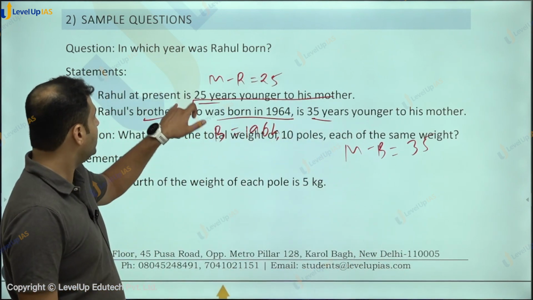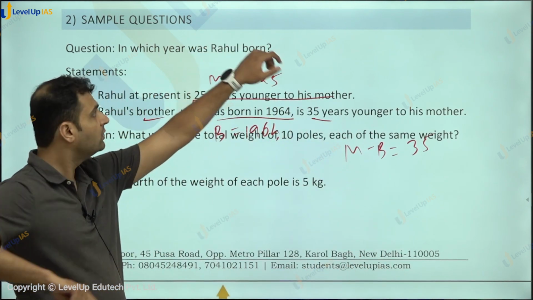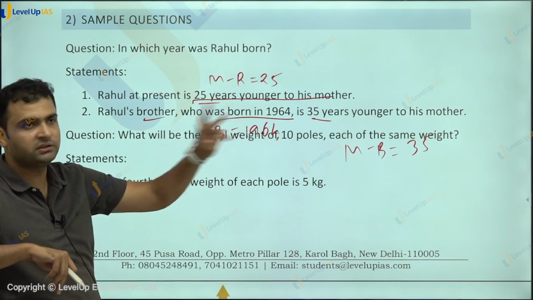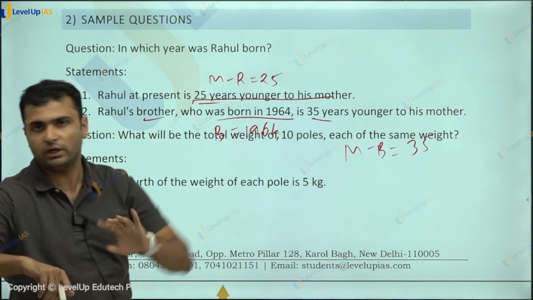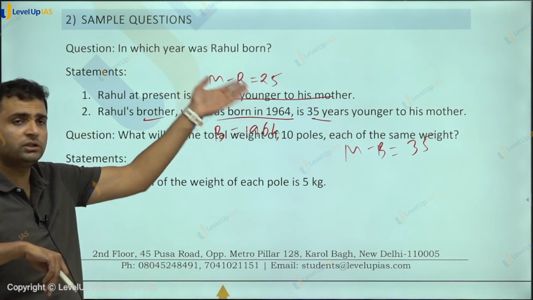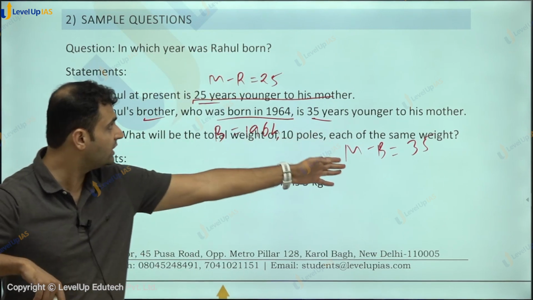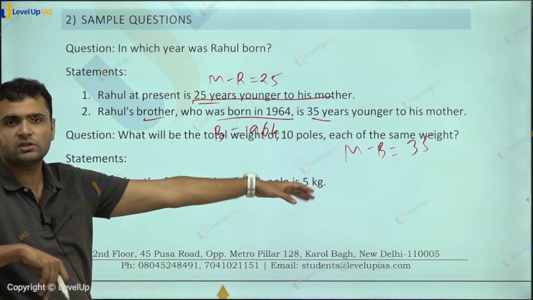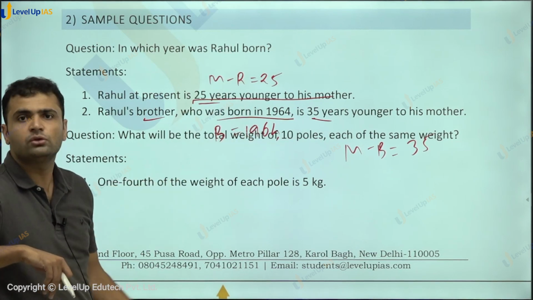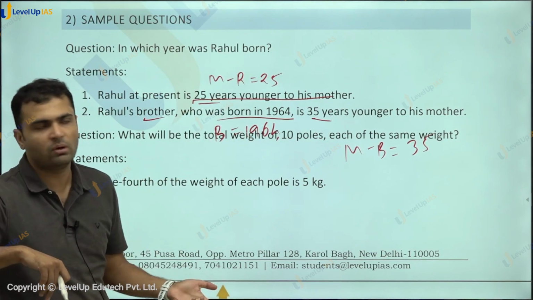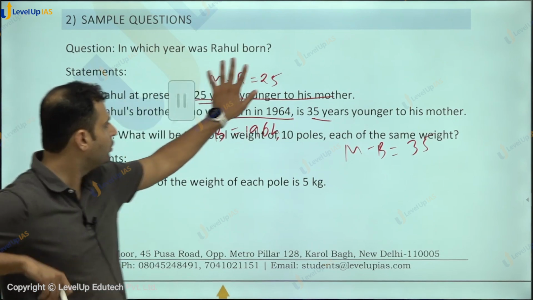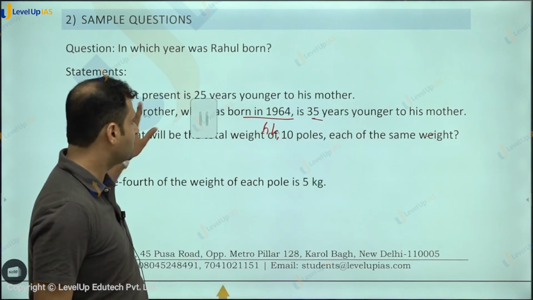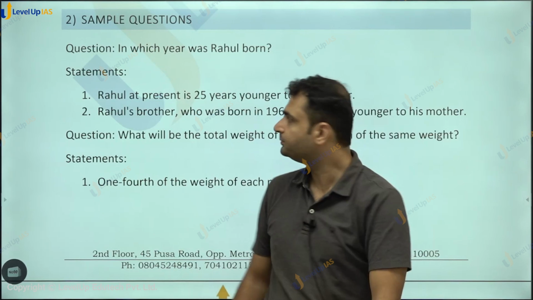So only statement 2 and question, if you look, Rahul, brother and mother, three people are involved, so three variables, but equations only 1 and 2, so not able to solve. But if you combine both the statements, then one equation, two equations, three equations, and these are three different equations. No two equations are same. So three equations through three variables, it is solvable with the help of both the statements. So answer here is both the statements are sufficient to find the answer.